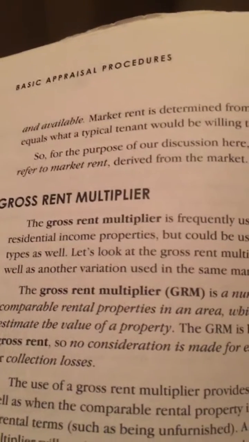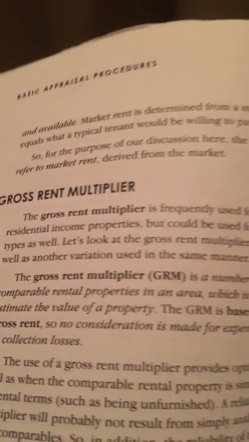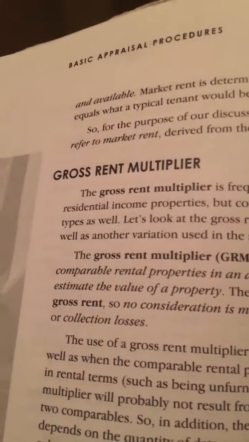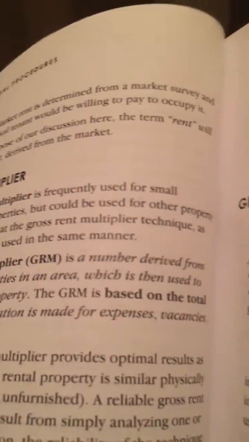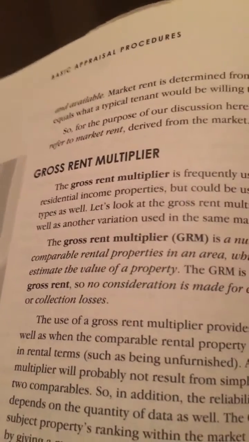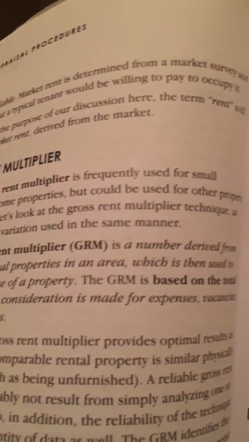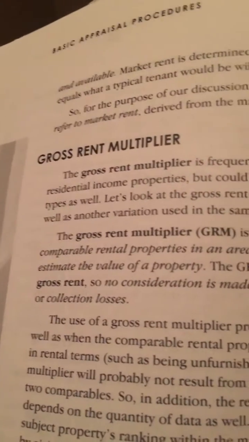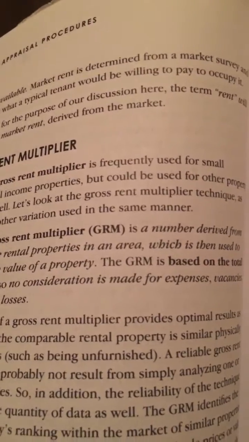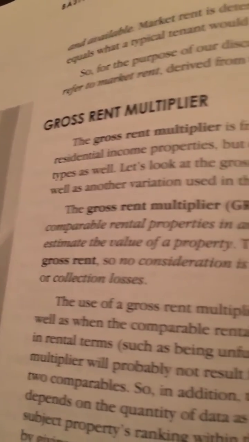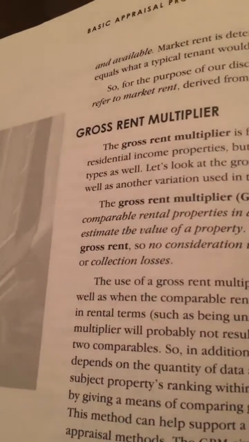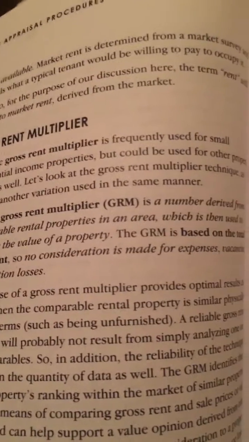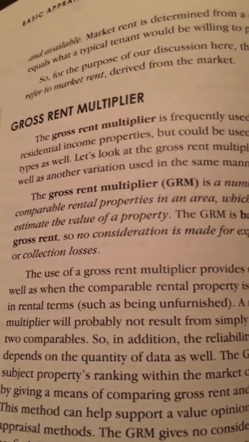Gross rent multiplier. The gross rent multiplier is frequently used for small residential income properties, but could be used for other property types as well. Let's look at the gross rent multiplier technique, as well as another variation used in the same manner. The gross rent multiplier, GRM, is a number derived from comparable rental properties in an area, which is then used to estimate the value of a property.